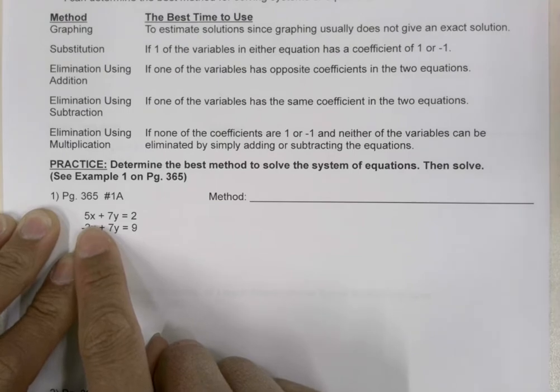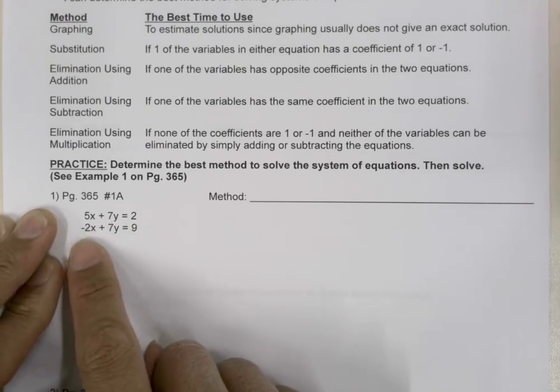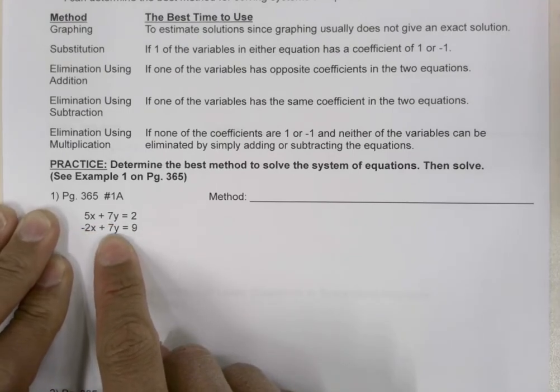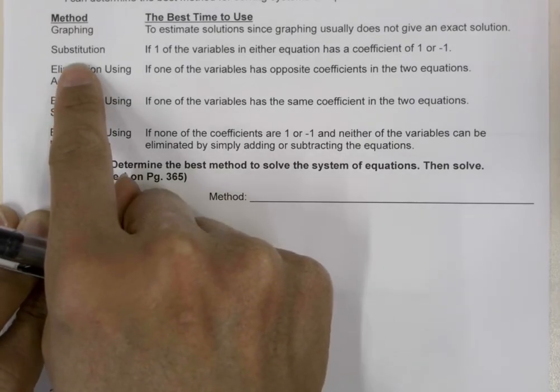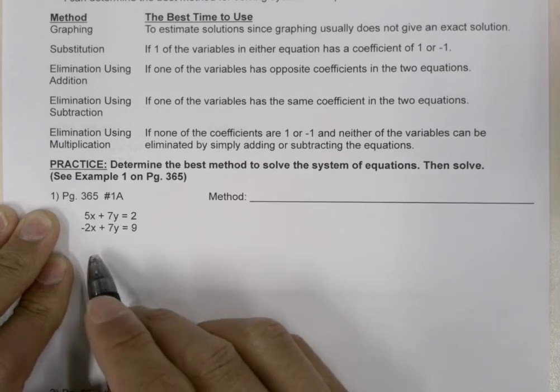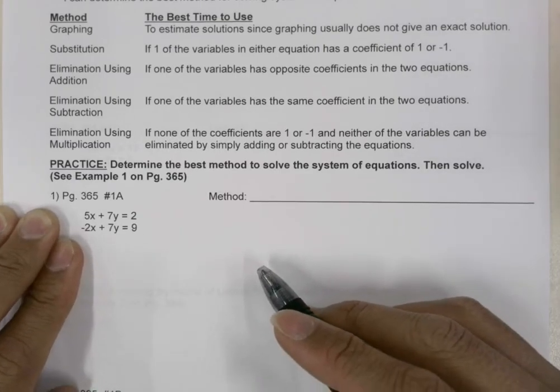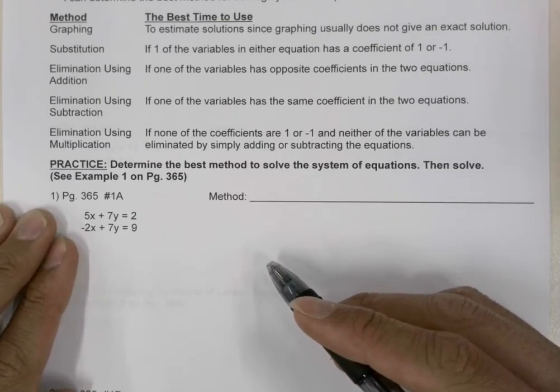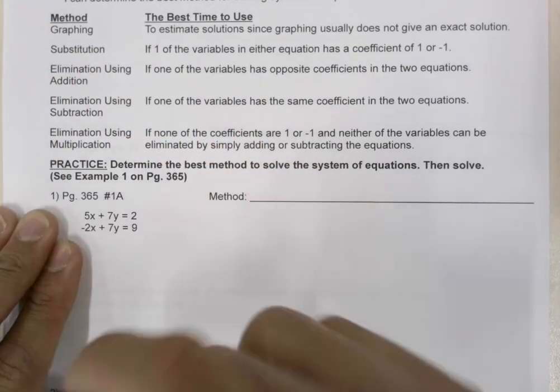You see that? You got 5, 7, negative 2, 7. So substitution is out. Graphing is out because we want an exact solution. We want x is equal to a certain number and y is equal to a certain number. So graphing is out as well.